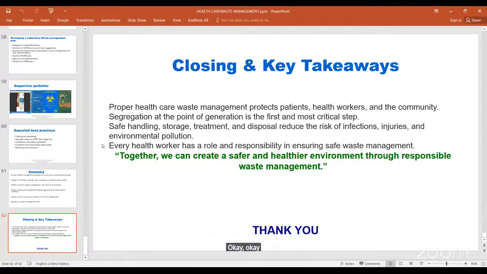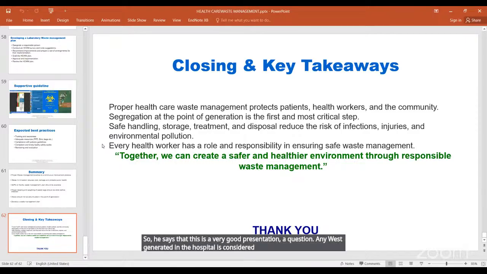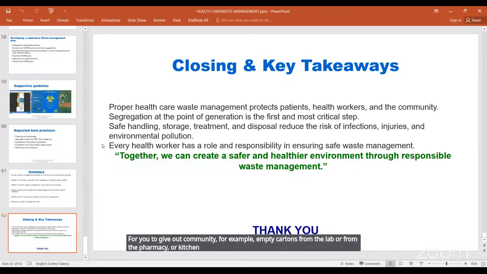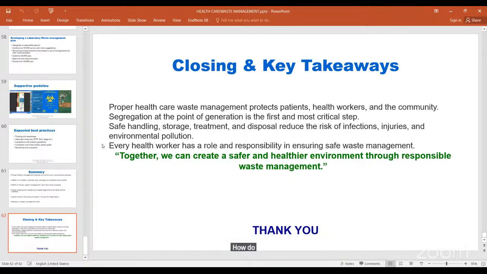Okay, Celine. Another question from Samuel Kipngetich Sigei. He says that this is a very good presentation. A question: any waste generated in the hospital is considered contaminated. How will you ensure that it's safe to give out to the community, for example, empty cartons from the lab or from the pharmacy, or kitchen waste? He says everything from the hospital setup is contaminated. How do we ensure that, for example, boxes that can be used by the community for something else are safe to give out?